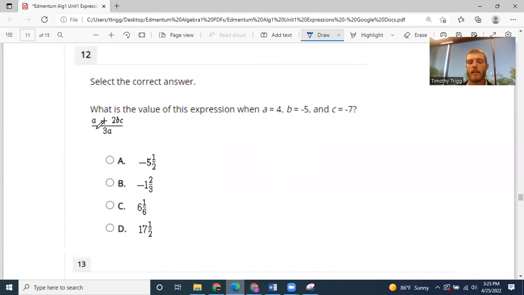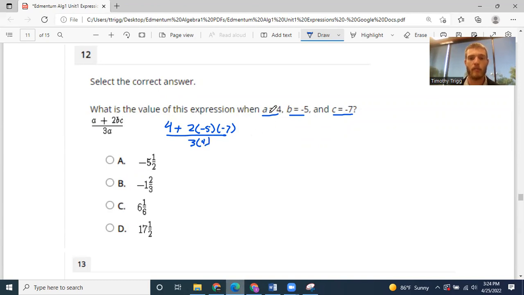Here, replace the A with 4, the B with -5, and the C with -7. So I'm going to help you rewrite this. So this is going to be 4 plus, notice this 2BC, they're all smashed together, right? 2BC, that means they're multiplied. So it'll be 2 times B times C. So this will be 2 times -5 times -7 over 3 times 4.